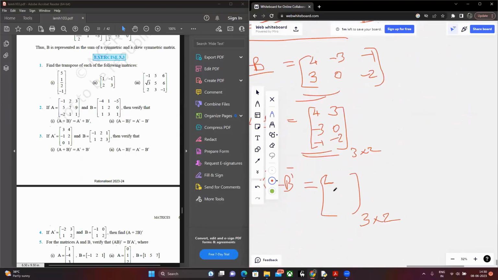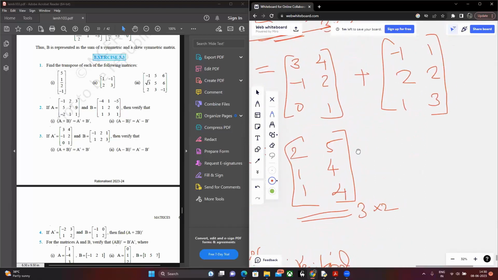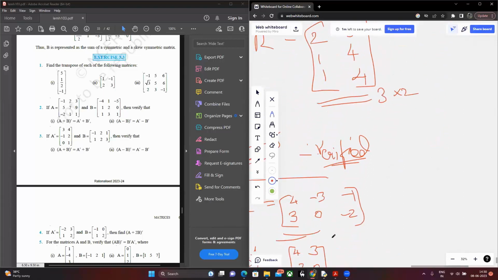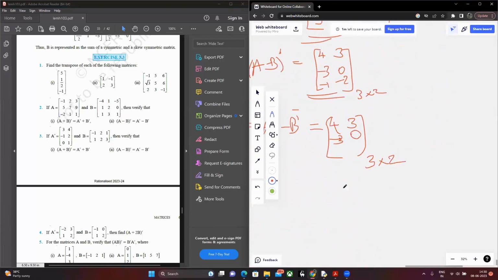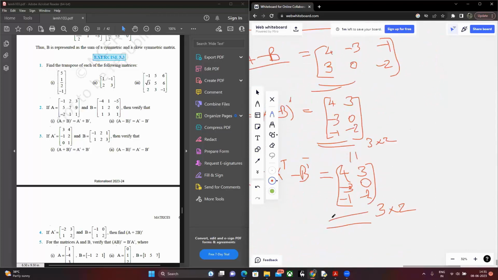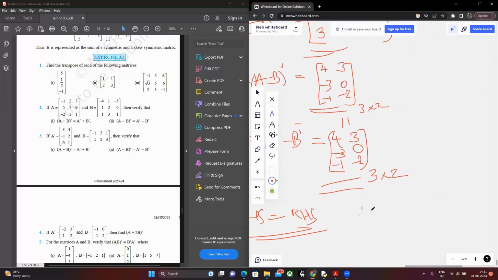minus 1, that's going to be 4. Then you have 4 minus 1, that's going to be 3. You have minus 1 minus 2, that's going to be minus 3. You have 2 minus 2, that's going to be 0. You have 0 minus 1, that's going to be minus 1. And finally, you have 1 minus 3, that's going to be minus 2. You can see that these two matrices are equal. Therefore, your LHS is going to be equal to your RHS, right? Therefore, you have verified the solution.